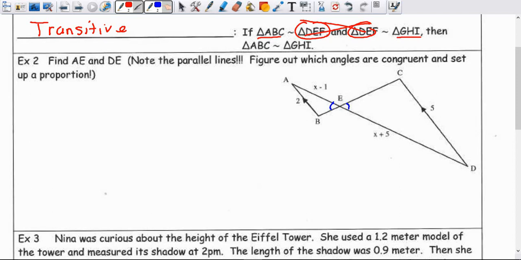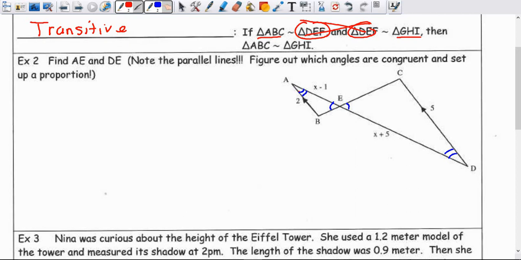Then, because we have parallel lines, we can also do our alternate interior angles, which would be like angle A and angle D, right? So if we have two angles that now match, we know that these triangles are similar by angle-angle similarity, which means we now can set up a proportion of our sides.